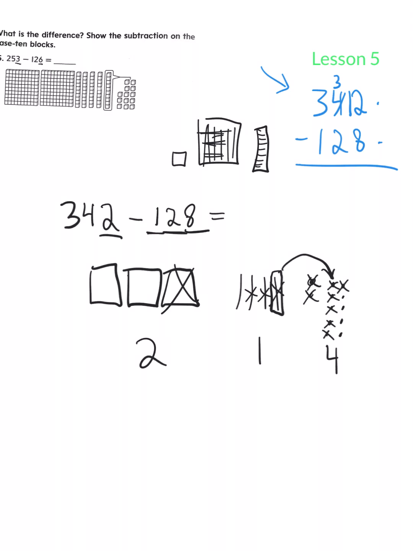So this is exactly the same thing that you are doing when you do the standard algorithm. I showed the regrouping of the tens into ones already. So then we have 12 ones minus 8 ones gives us 4 ones. 3 tens minus 2 tens gives us 1 ten. And 300s minus 100 gives us 200s, so 214 is our final answer.